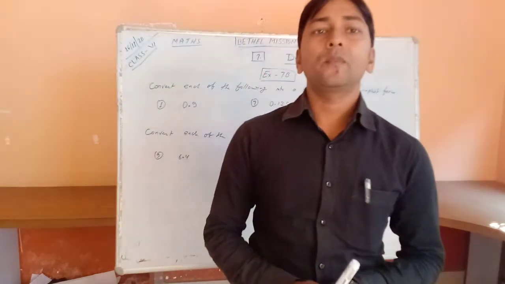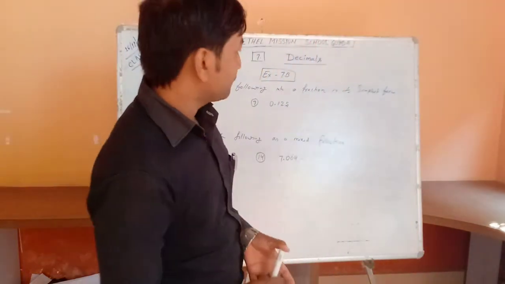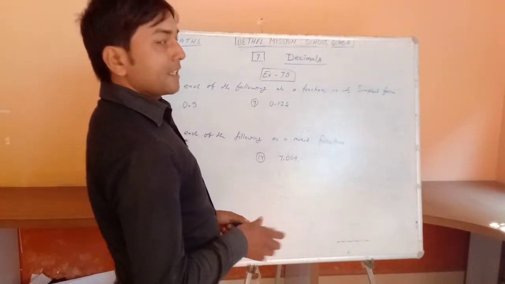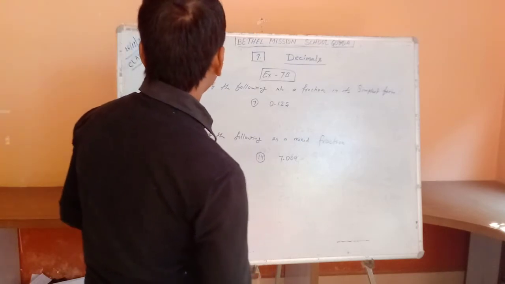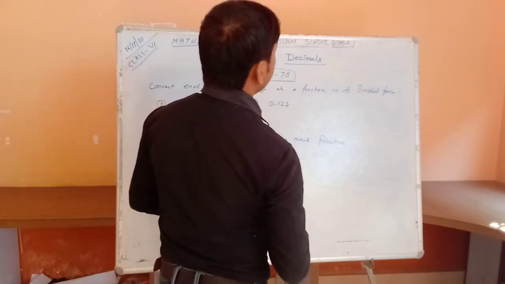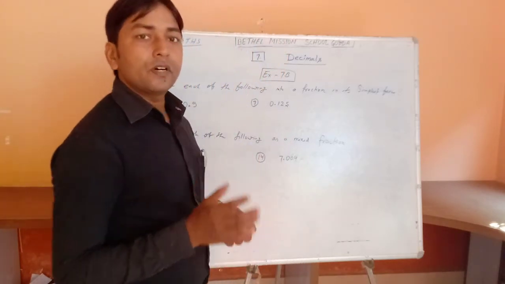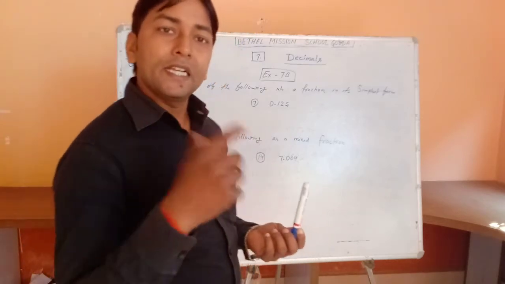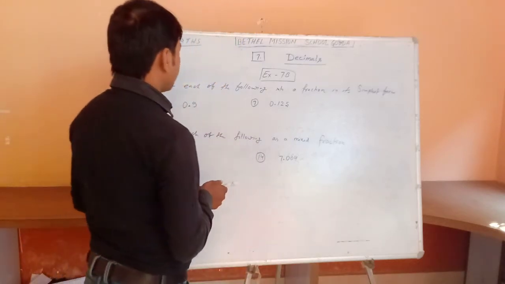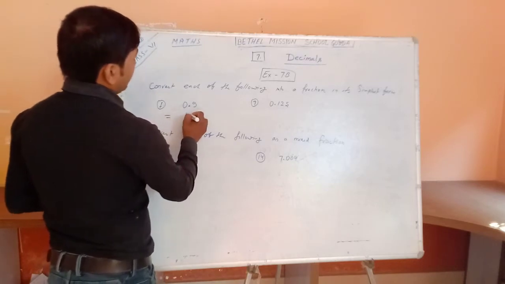Today I am going to solve decimals. It is the second part, exercise 7b. Here we will learn to convert each of the following into a fraction in its simplest form. The decimal is given; first change it into a fraction, and in its simplest form at last. Example given: 0.9.